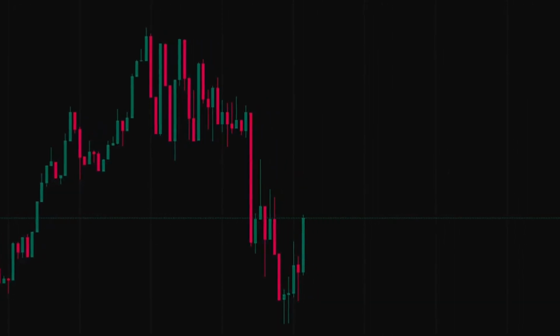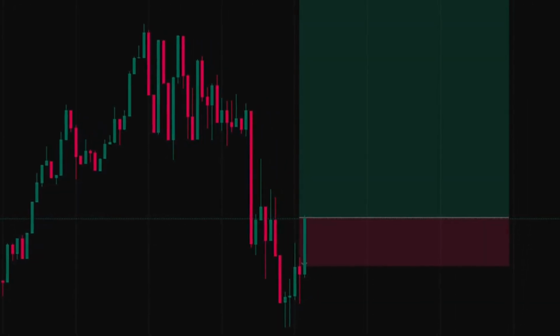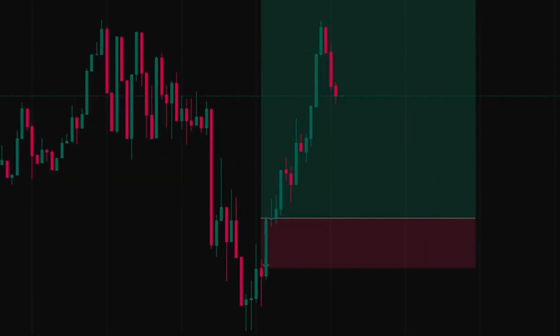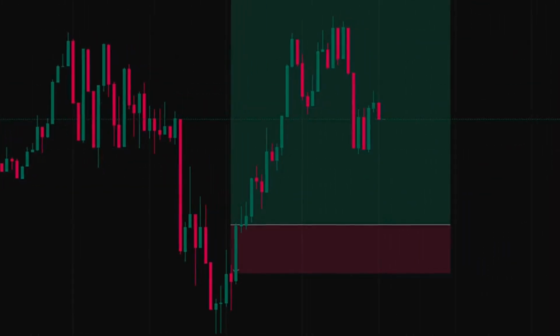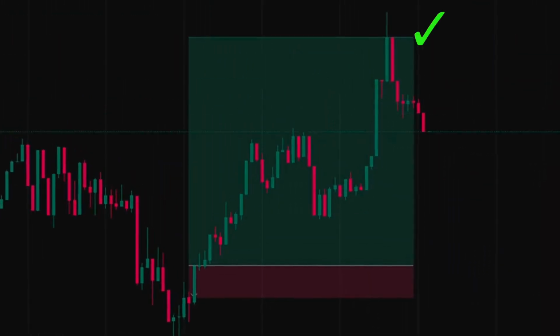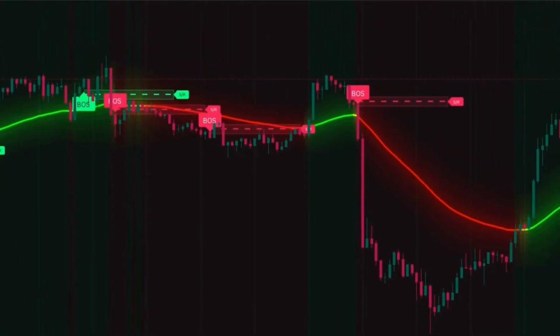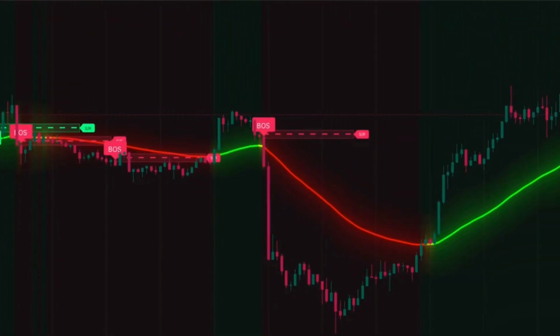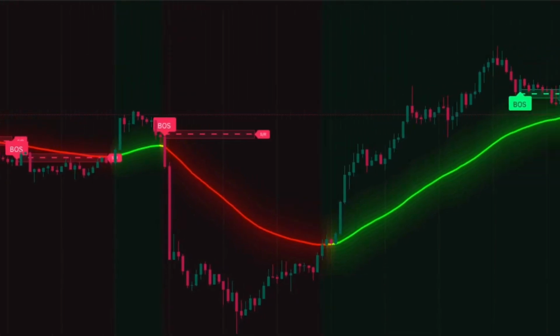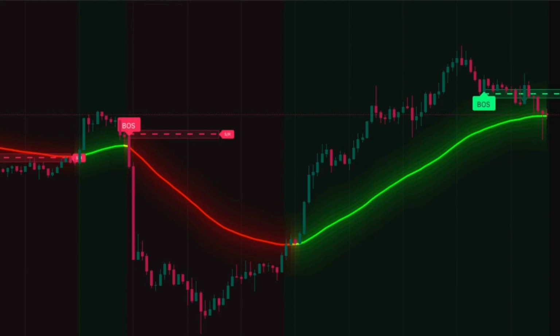When it comes to consistently catching clean market moves, most traders struggle because they enter too early, too late, or completely miss the structural shift happening on the chart. The indicator we're breaking down today helps solve that by mapping trend, structure, and momentum automatically. It's built on three core ideas: the EMA trend, price swing structure, and breaks of structure.